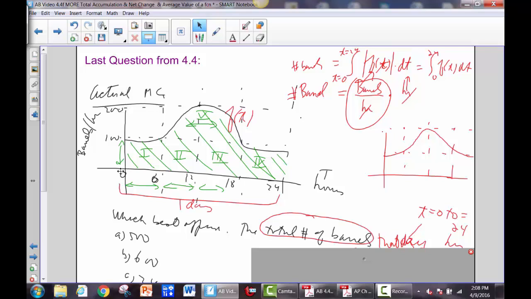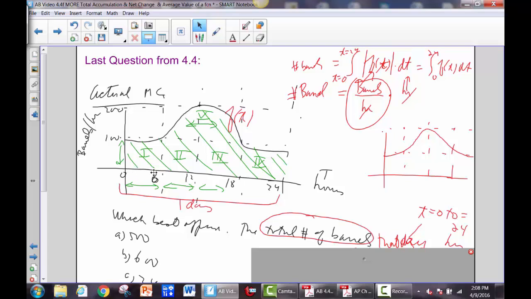This is an AP question, and the horizontal axis represents the time in hours, and the vertical represents the barrels per hour. I think this is barrels leaking, how many barrels per hour are leaking out of a ship of oil. Okay, so we have the Valdez. All right, so Exxon Valdez.